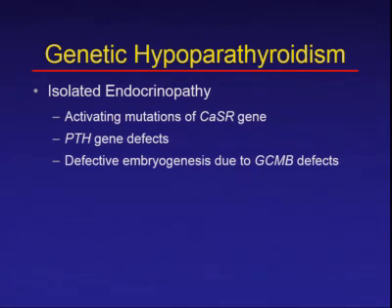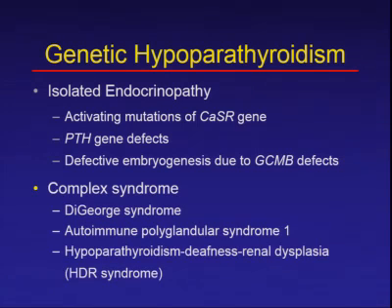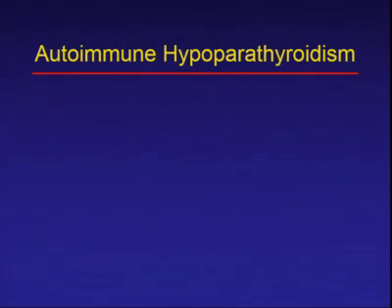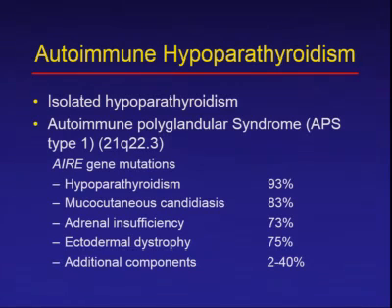You can have a defect in the PTH gene, so you cannot produce PTH. And lastly, you can have defective embryogenesis where you don't actually create PTH glands. There are a variety of complex, multi-organ syndromes which can also cause hypoparathyroidism: DiGeorge, as we mentioned, autoimmune polyglandular syndrome type 1, and this HDR syndrome, which I have on here to be thorough, but I've never seen before. Autoimmune hypoparathyroidism, so isolated, as we mentioned.